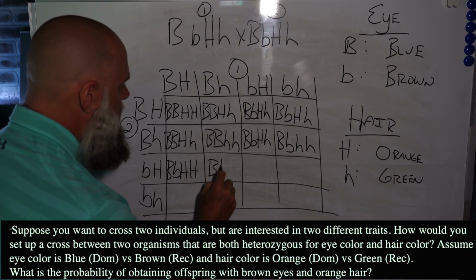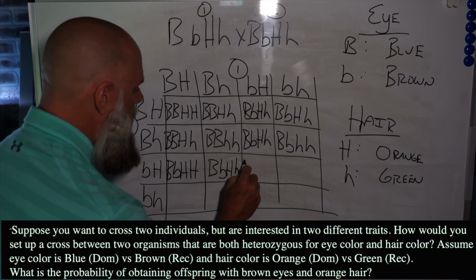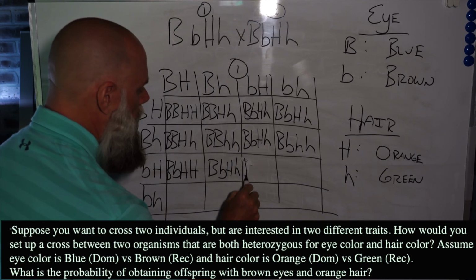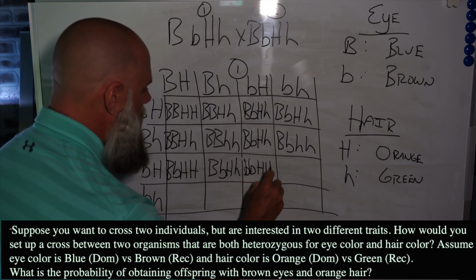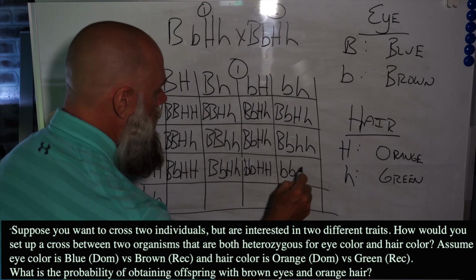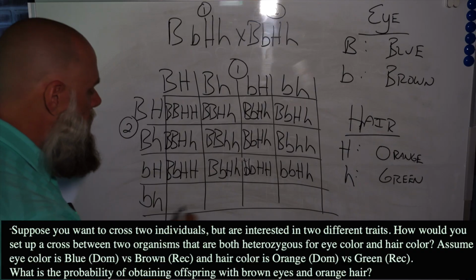And again, we're going to have 16 combinations because we have heterozygous. Oops, almost made a mistake there. And you'll notice I'm always keeping the B's before the H's. And always, if there is an opportunity for an uppercase, I'm going to put that first for the B's or the H's.